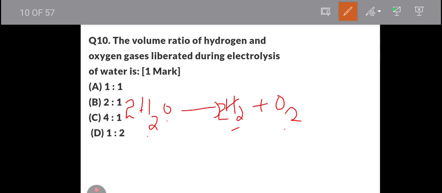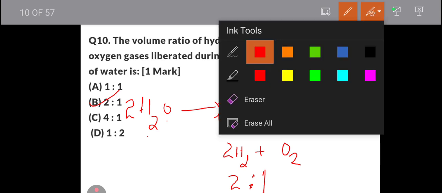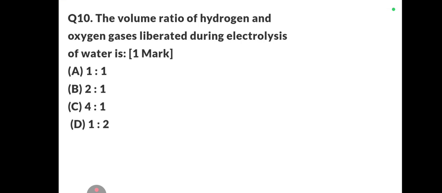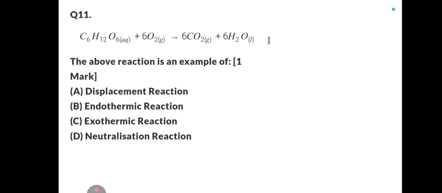So you can see 2 hydrogen and 1 molecule of oxygen, that is, hydrogen and oxygen are in the ratio 2:1. Okay, so the volume of hydrogen collected will be twice that of the oxygen gas. So the correct option is the 2:1 ratio. Hope this question is clear to you. Let's move to the next question.